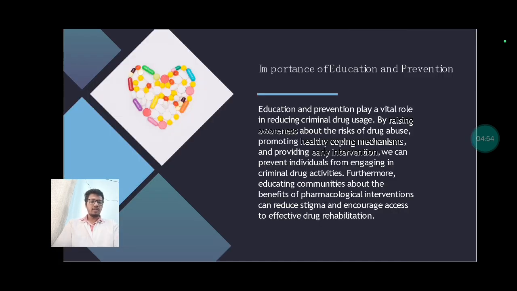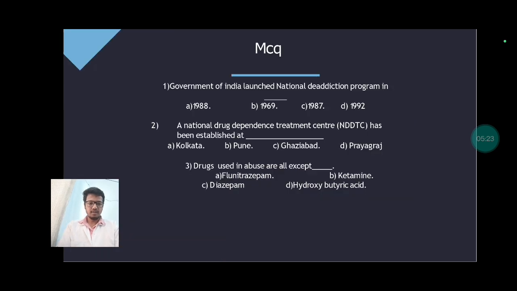Importance of education and prevention. Education and prevention play a vital role in reducing criminal drug usage. By raising awareness about the risk of drug abuse, promoting healthy coping mechanisms, and providing early intervention, we can prevent individuals from engaging in criminal drug activities. Furthermore, educating communities about the benefits of pharmacological interventions can reduce stigma and encourage access to effective drug rehabilitation.